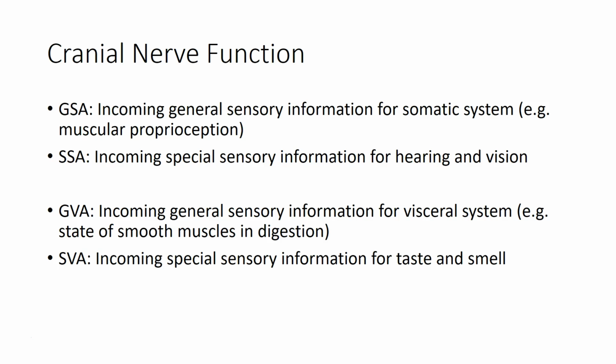A general visceral afferent would be incoming general, so body sense information for the visceral system, like the state of our smooth muscles in digestion. Special visceral afferents would be special sensory information for the visceral system, so this would be taste and smell.